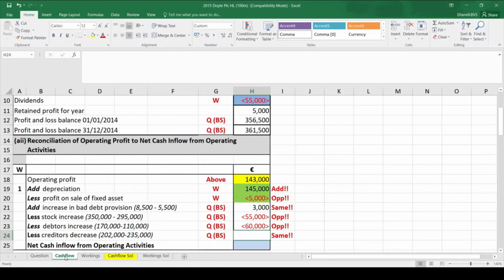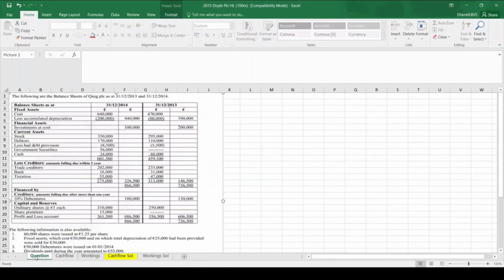And creditors are people that we owe money to. So if creditors decrease, it means the people we owe money to has decreased, meaning we spent more money paying them. So if creditors have decreased, we spent more cash, it's going to be a plus figure. But again, I would just think if stock and debtors are assets and they're the opposite of what you think, then creditors are a liability, they're the same as you think. Meaning if they go up, it'll be a plus. If they go down, it will be a minus.